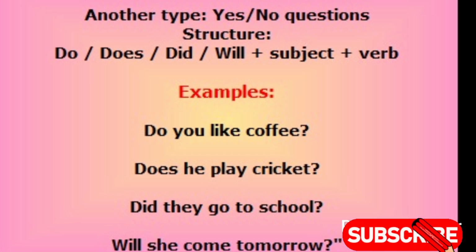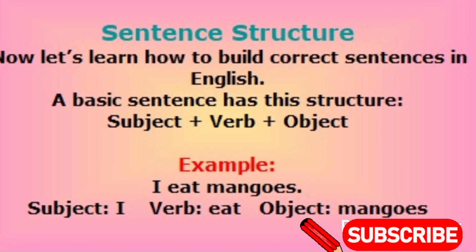Another type, yes or no questions. Structure: do, does, did, will plus subject plus verb. Examples: do you like coffee? Does he play cricket? Did they go to school? Will she come tomorrow?